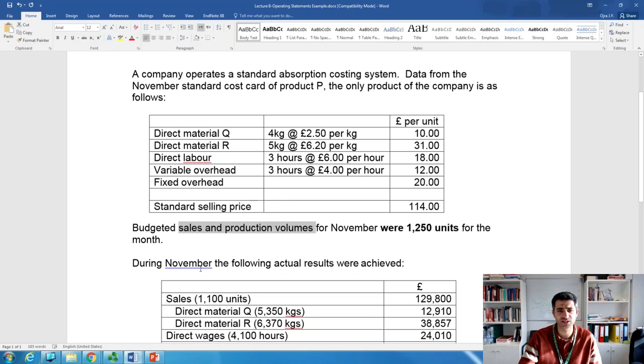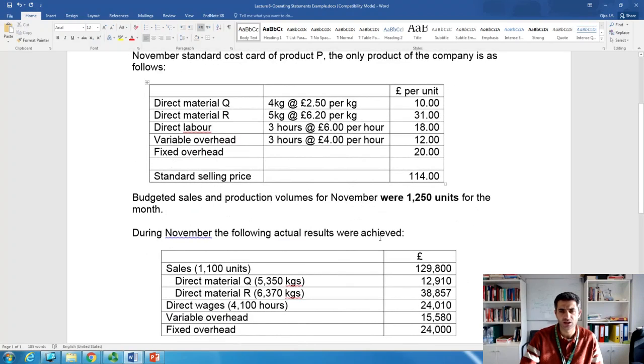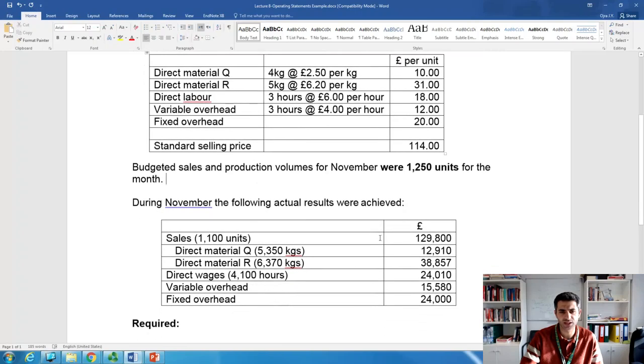It's the budgeted sales and production volume. There is no difference between sales units and production units, so they are equal. In this case, we would expect 1,250 units to be the budgeted sales units, and also the budgeted production units. These are all the budgeted figures. In terms of the actual figures, we have in terms of sales 1,100 units, the actual sales units, and also the actual production units, because they are equal, isn't it?